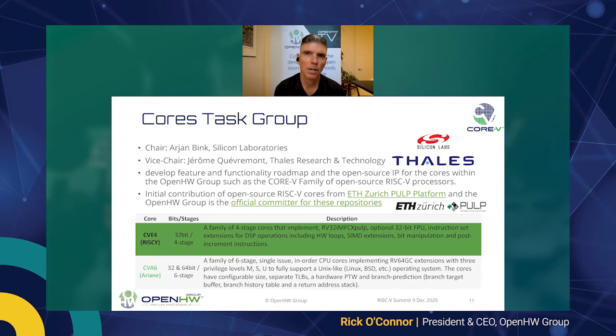In particular, the RISC core, which we call the CV32E4, is a family of 4-stage embedded cores. And the Ariane family, which we call the CVA6, is a family of 32-bit and 64-bit application class 6-stage cores capable of running Linux.